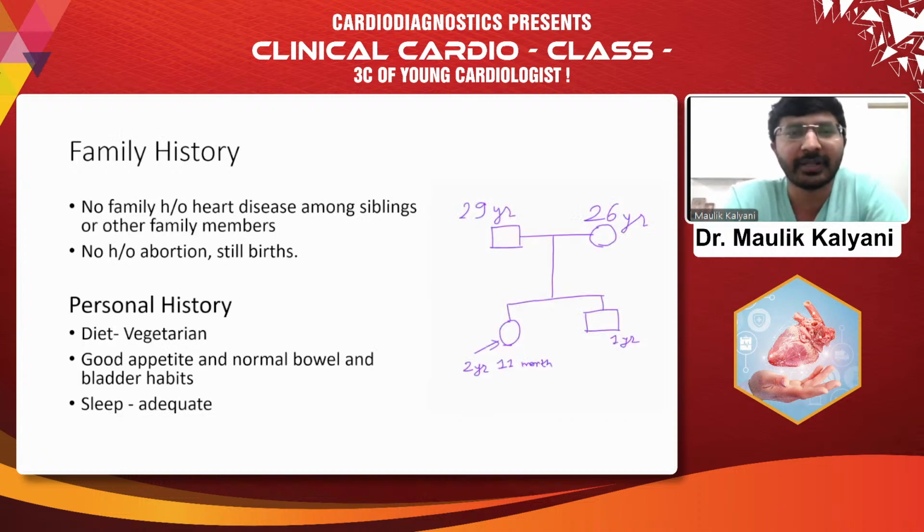No family history of any heart disease among siblings or other family members, and no abortions or stillbirths. As per the pedigree chart, the patient is a firstborn female child and also has an elder son of 1 year, who does not have any symptoms. Personal history: the patient is vegetarian with good appetite, normal bowel and bladder habits, and adequate sleep.